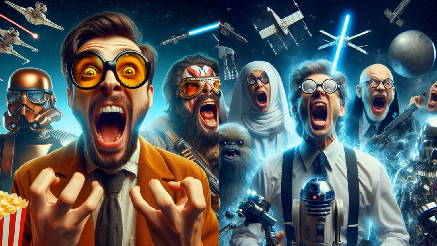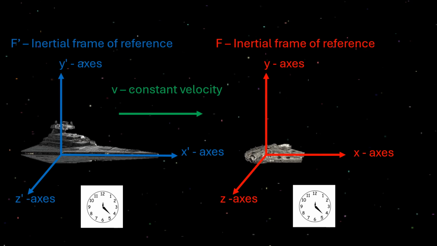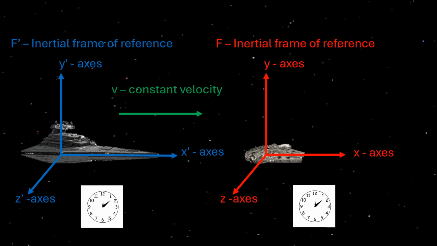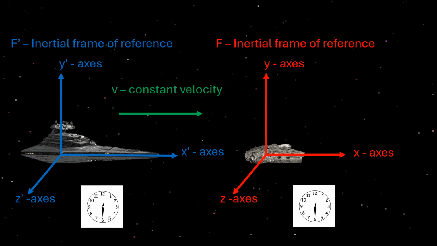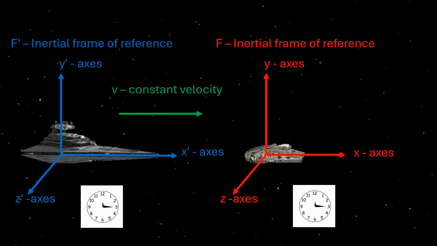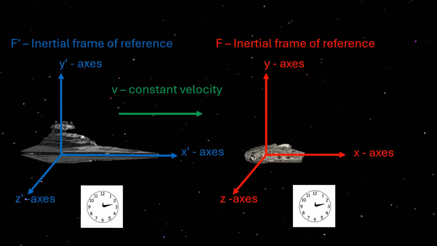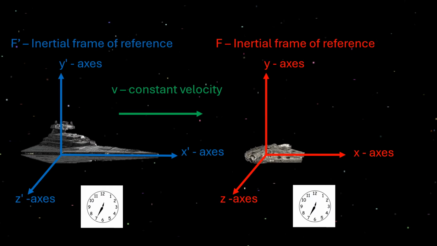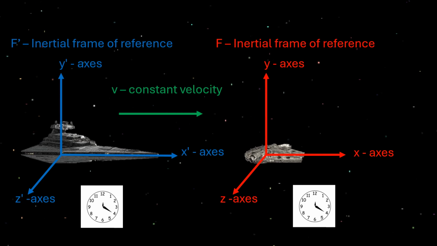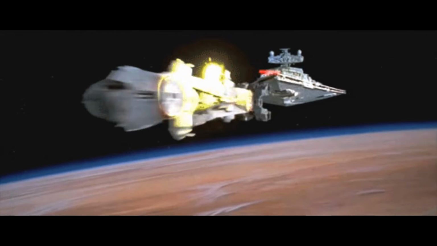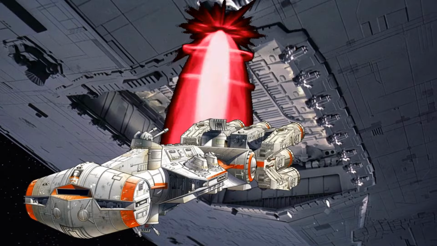Alright, let's geek out, science fiction fans. Let's dive into Galilean Transformations with a little help from a galaxy far, far away. Imagine we have two inertial reference frames, the Millennium Falcon's reference frame, F, and a Star Destroyer's reference frame, F'. They're zipping through space with the Falcon moving at a constant velocity v relative to the Star Destroyer along the x-axis. The Star Destroyer is trying to capture the Millennium Falcon with its tractor beam.